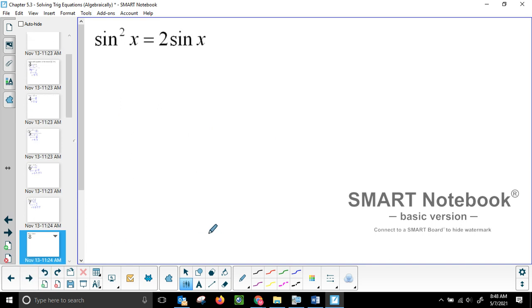Okay, so now we get to a slightly different type of problem, which is perfectly fine. All right. So whenever you have one sine or any trig expression that's squared, and then that same trig expression that is not squared, right? We still do want to get them on the same side, right? So I'm going to subtract 2 sine x from both sides, and I will get sine squared x minus 2 sine x is equal to 0.